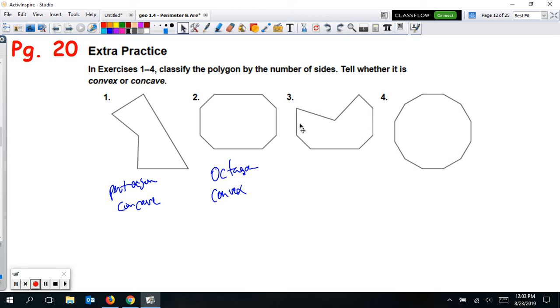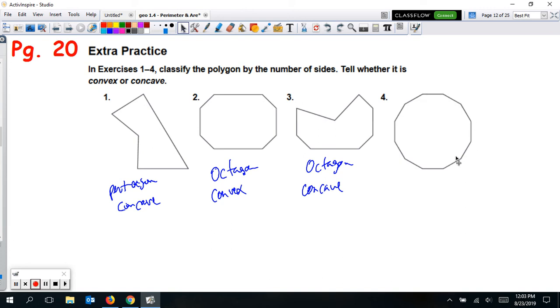Number 3, we got 1, 2, 3, 4, 5, 6, 7, 8. So 8 again on this one. It almost looks very similar to the last one, except this vertex is pushed down, so it's definitely caved in. And so it's also an octagon, but it's concave on that one. And this one, definitely convex, no cave-ins anywhere.